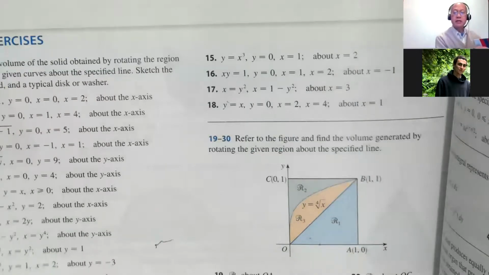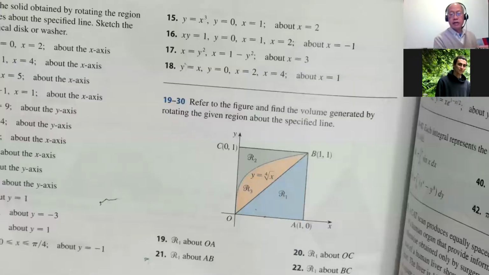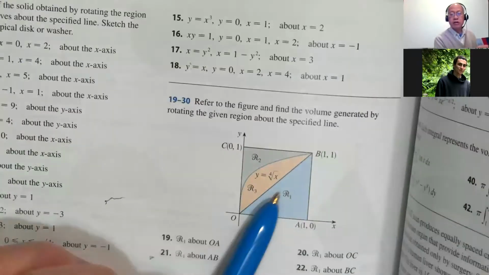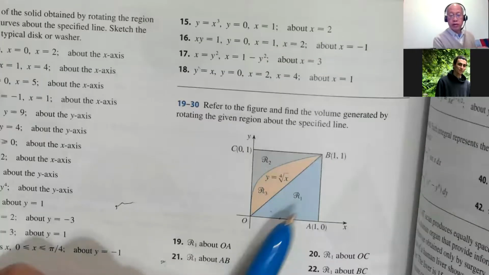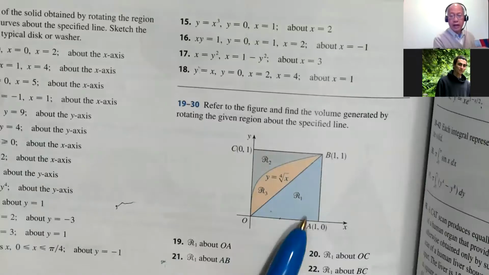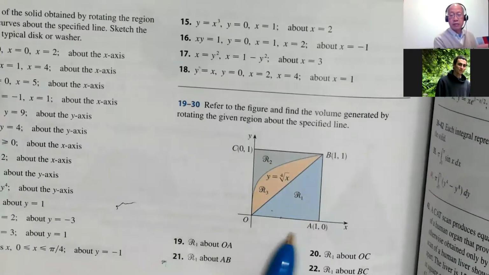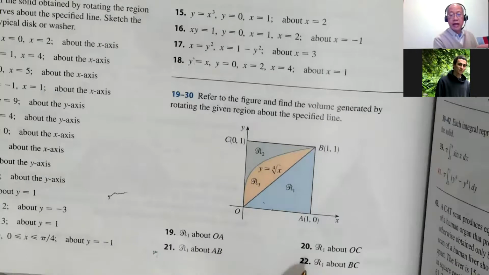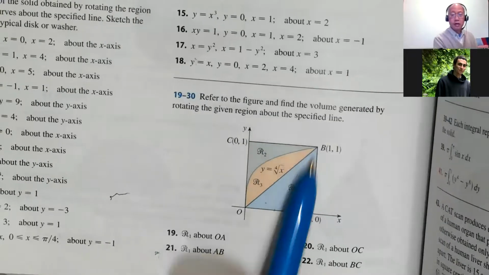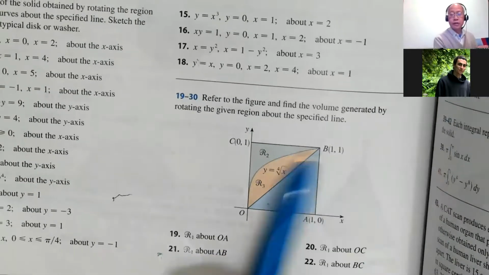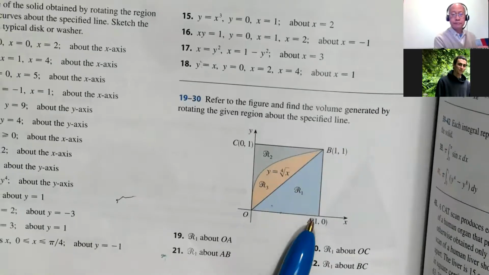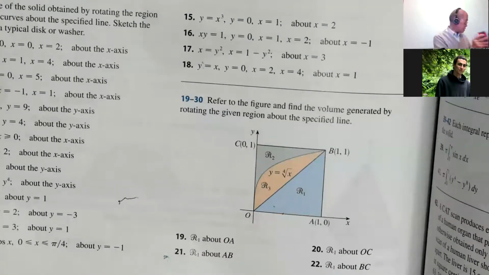And I guess the problems at the end, it looks like they give you some picture, and you have to take the particular picture and rotate it about one of the lines, right? So region 1, spin it about OA. That's just about the x-axis, but maybe spin about AB, right? That's way over here. So what happens if I try to go like that, and so forth? Okay. So that's what's happening there.